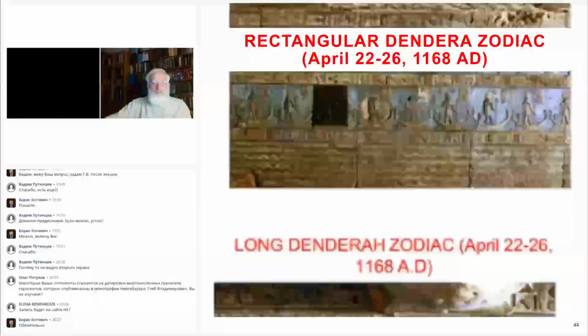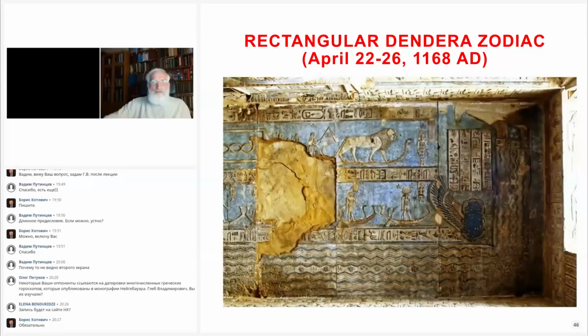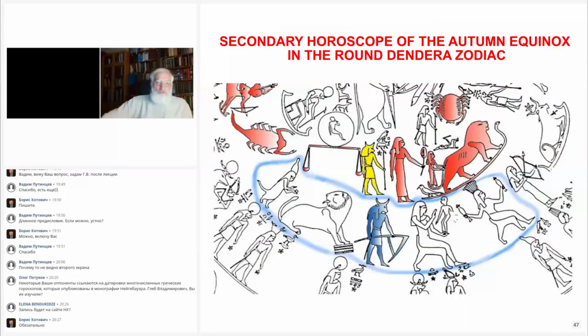This is the rectangular zodiac. This is the round zodiac. Red signs are the primary zodiac. Yellow represents the planets of the primary horoscope, and blue represents the secondary horoscope. Equinox is depicted here, two equal poles in two hands.